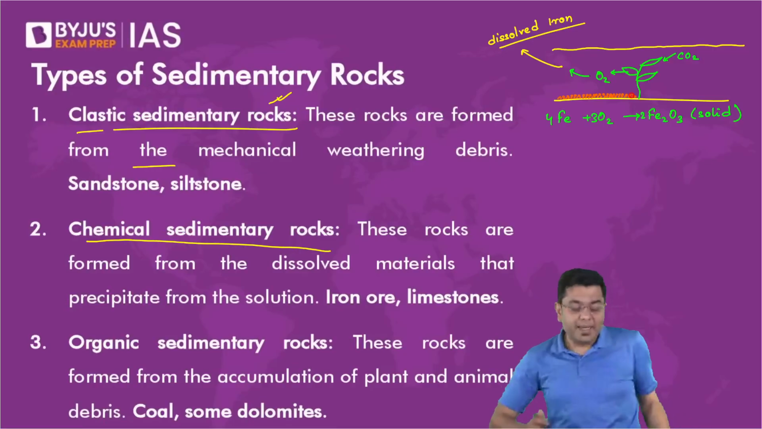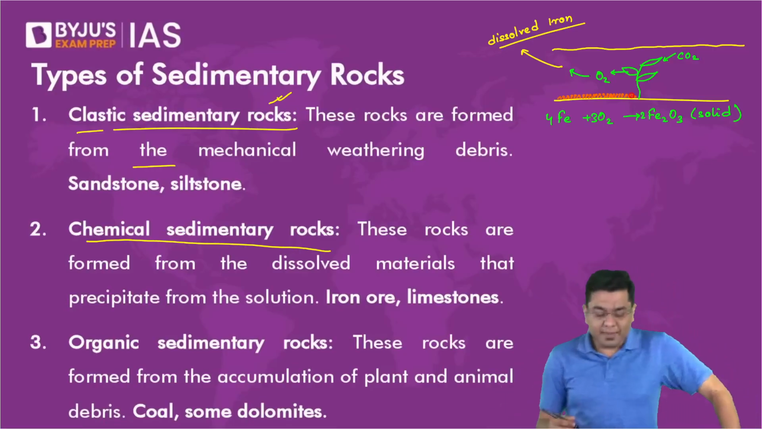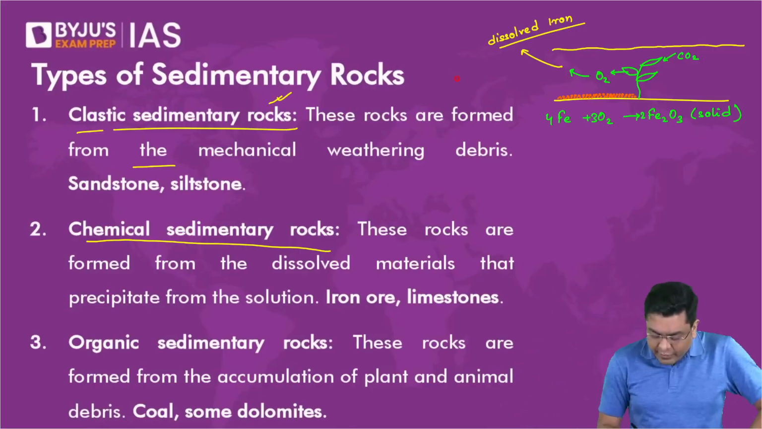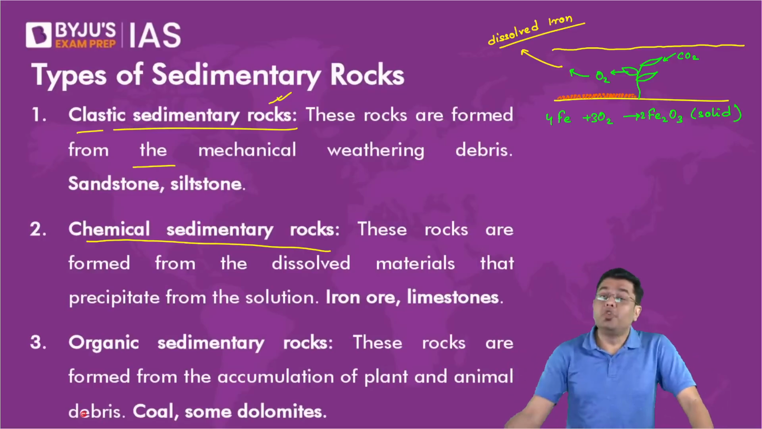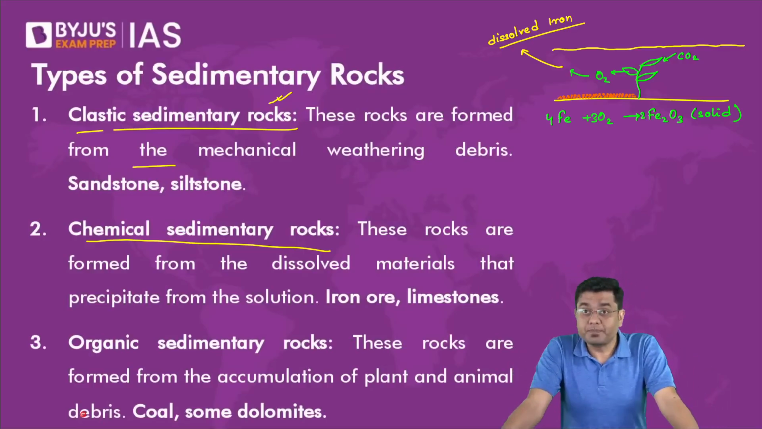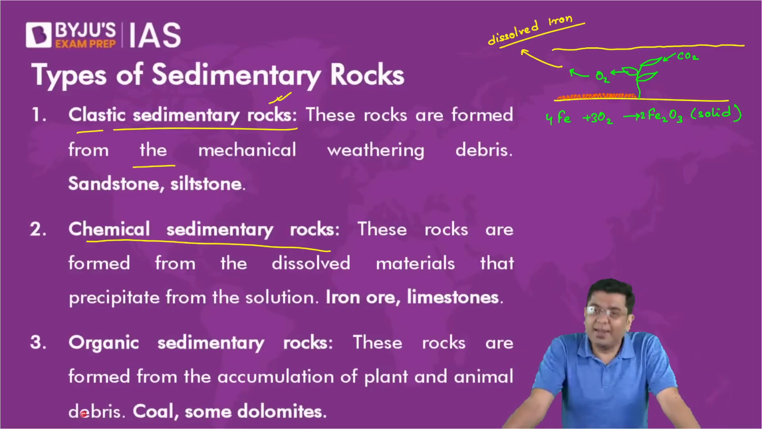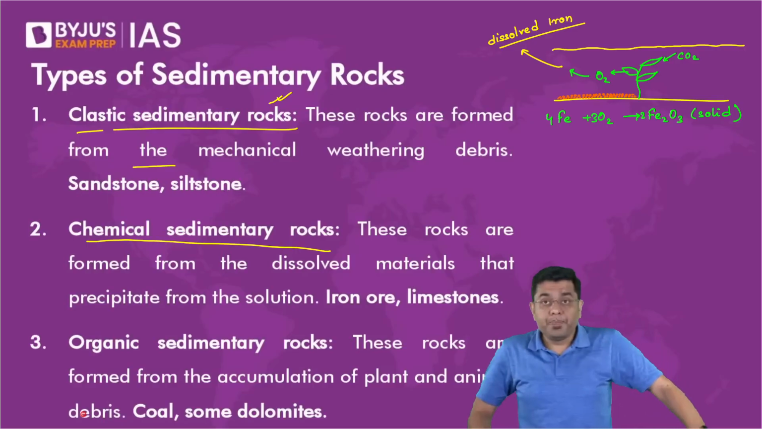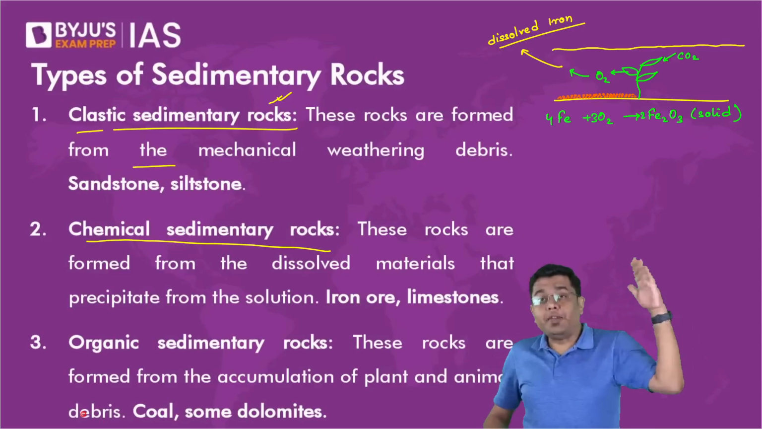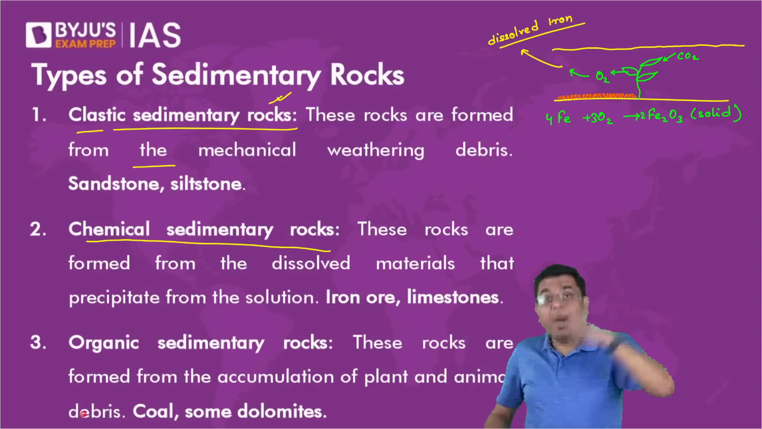So, this is basically the case of chemical sedimentary rocks, where the formation has been initiated due to a chemical reaction. Then you have organic sedimentary rock. For example, take the case of coal. Now, how is it that coal is formed? Coal is formed when you have the trees, they die.